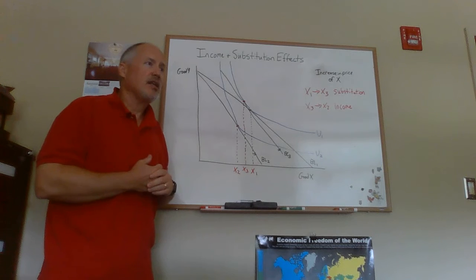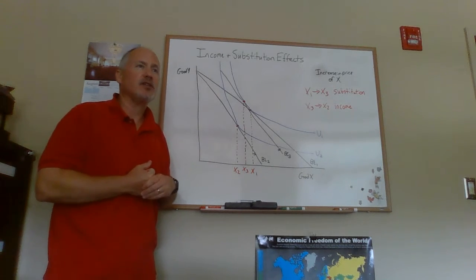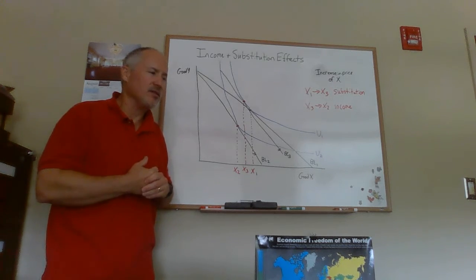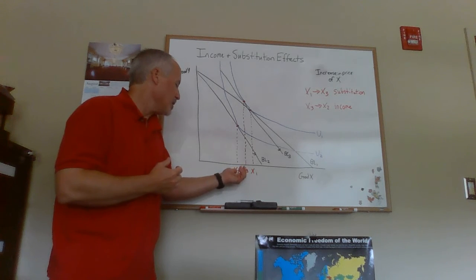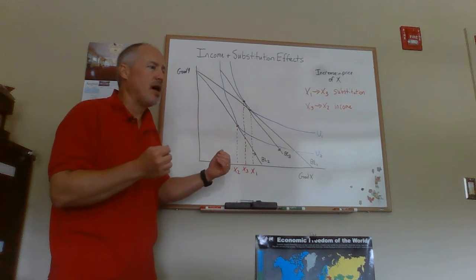In the book, I think it's figure 3.6, they show the effect of this. They draw this out when the good X is an inferior good. In that case, when you have an inferior good, the income and substitution effects will go in the opposite direction.